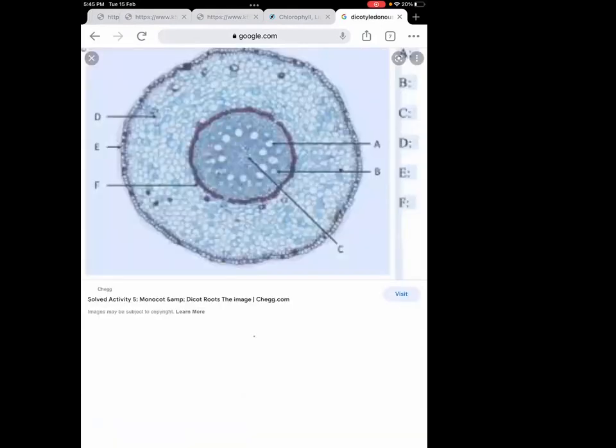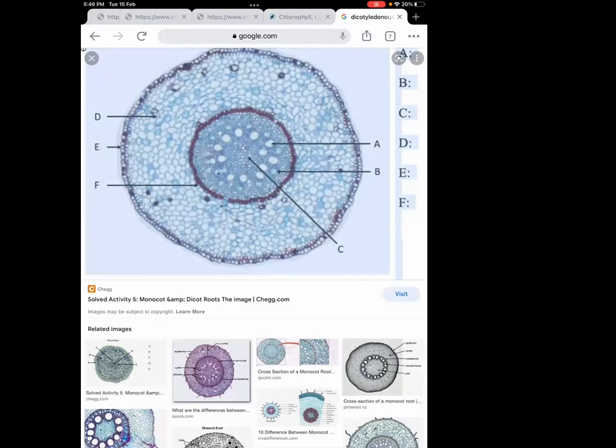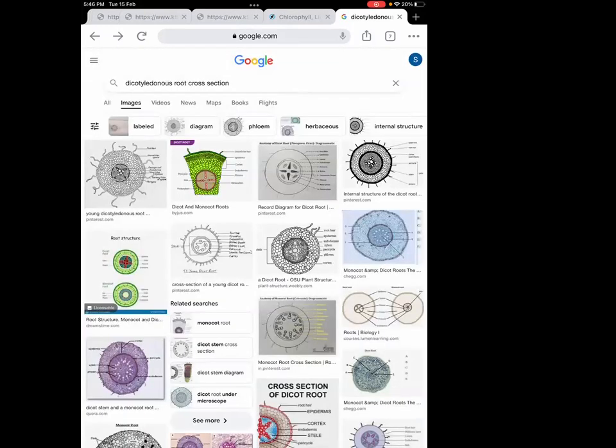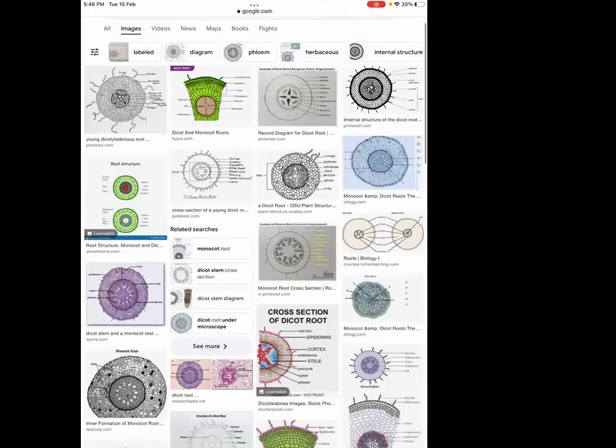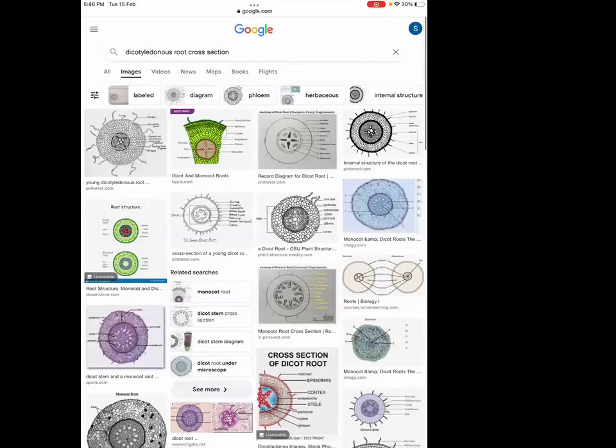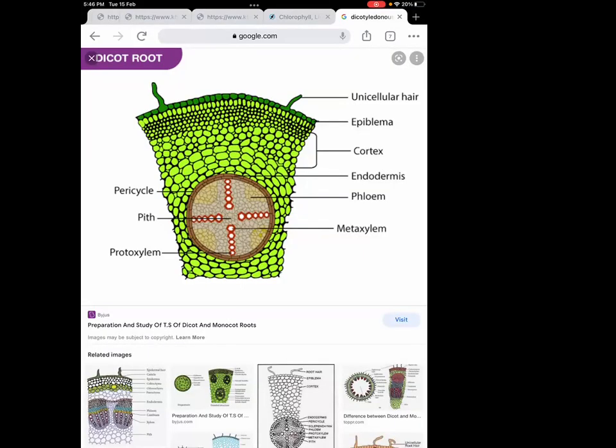You might actually come across this in your exam to label. So hopefully you can realize what these are. Now this one has a very detailed labeling. You don't need to know this. I think this one is a good one. Now, obviously, you don't need to know metaxylem and protoxylem. All of them are xylem.